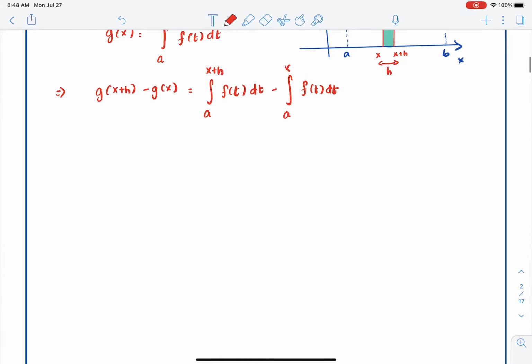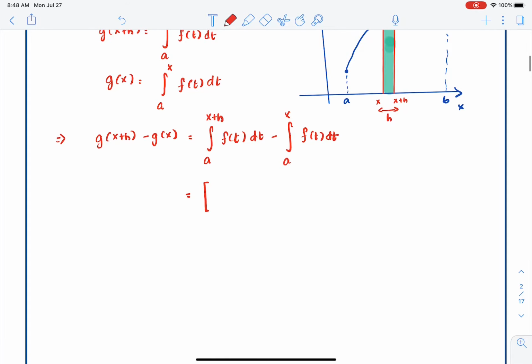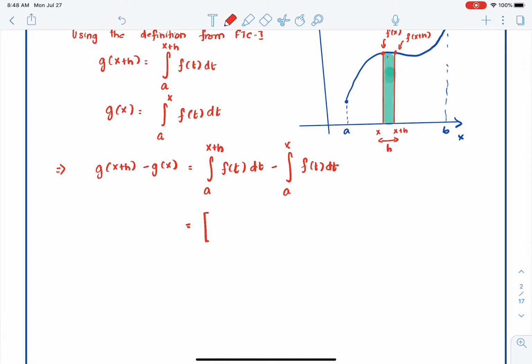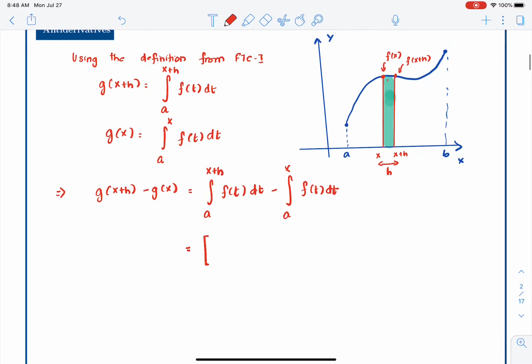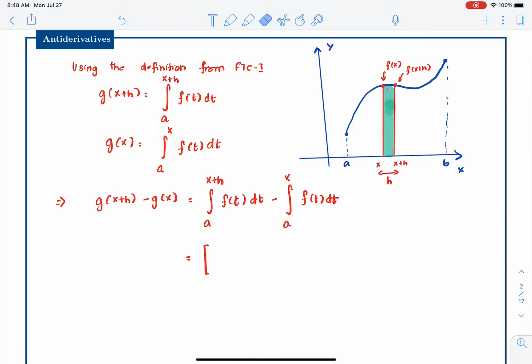Now, I could also write this using one of the properties of definite integrals. The area all the way up to x plus h is simply, perhaps I should copy this.